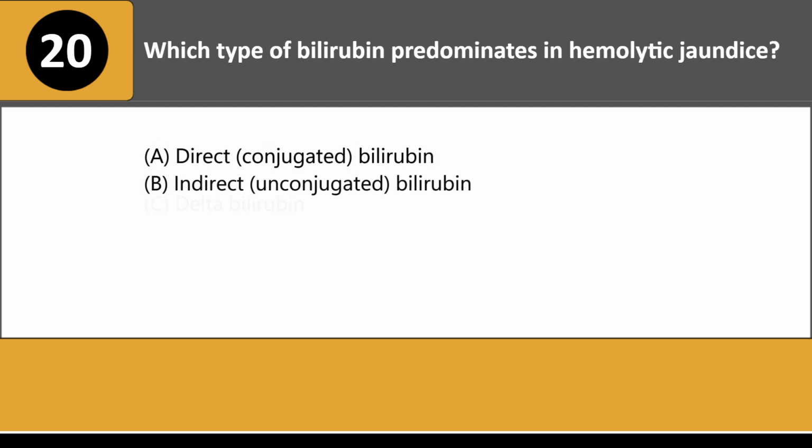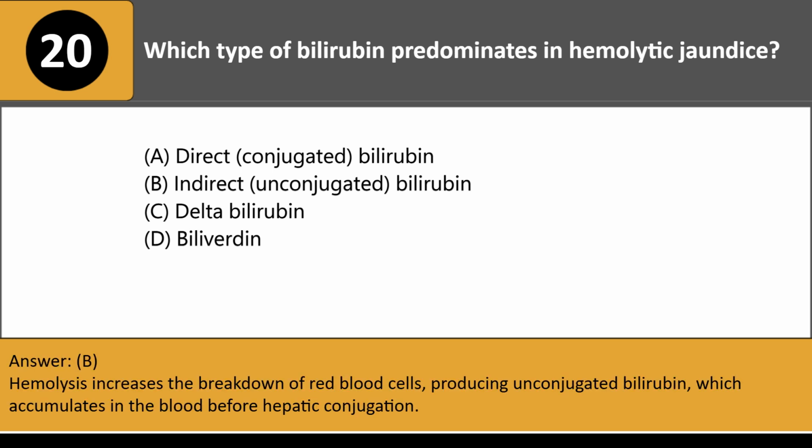Which type of bilirubin predominates in hemolytic jaundice? A. Direct, conjugated, bilirubin. B. Indirect, unconjugated, bilirubin. C. Delta bilirubin. D. Biliverdin. Answer: B. Hemolysis increases the breakdown of red blood cells, producing unconjugated bilirubin, which accumulates in the blood before hepatic conjugation.